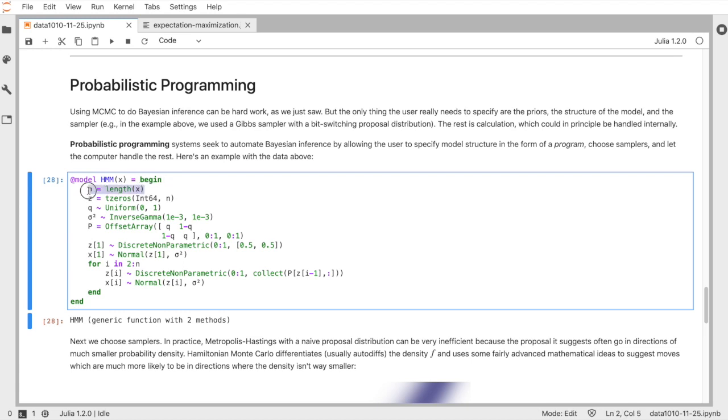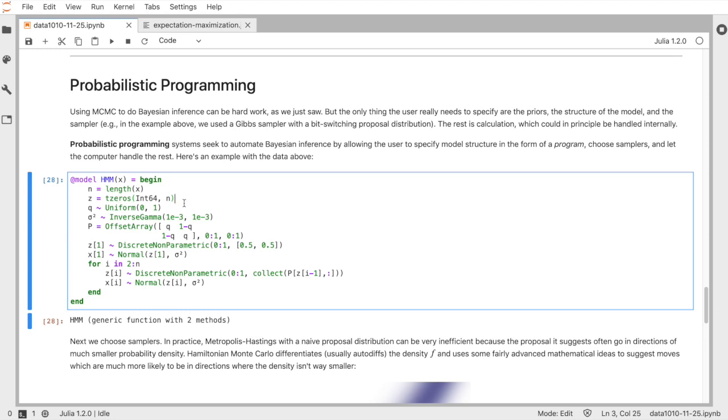So we're going to pick up our n value from x, just however many components x has. And then z is going to be a vector of the same length, and it's going to consist of integers because it can only take the values 0 and 1. So as a slight idiosyncrasy of this package, this does have to be tzeros rather than zeros. That gives us a slightly different type of array that Turing is set up to handle.